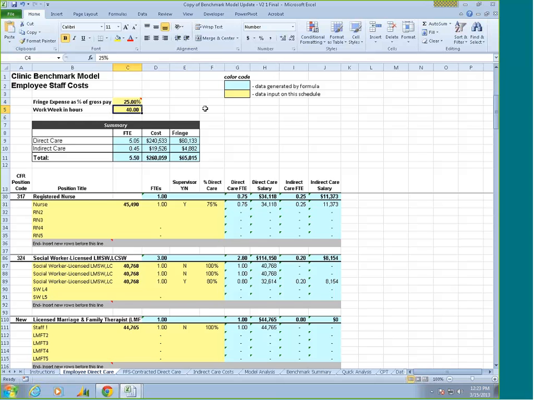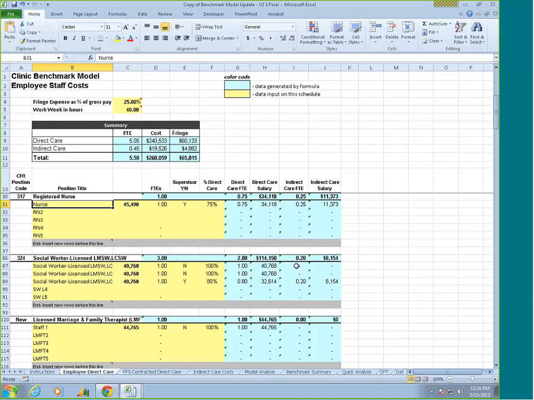The second piece that is required is the number of hours in your work week. We normally see it at 35, 37.5, or 40. Those are pretty straightforward. The other input areas here: we have a section to put each of your staff in. You can either put them in aggregate and put the average salary for those positions, or you can put them in individually. It's really designed to go either way.